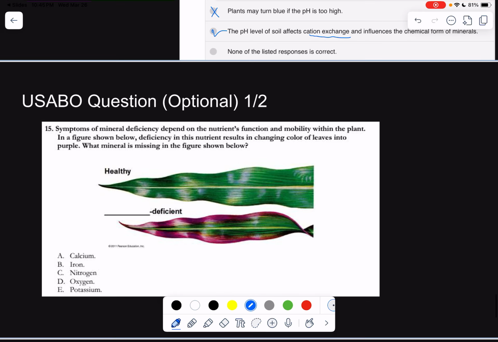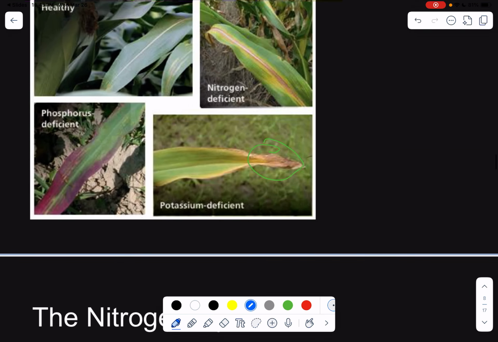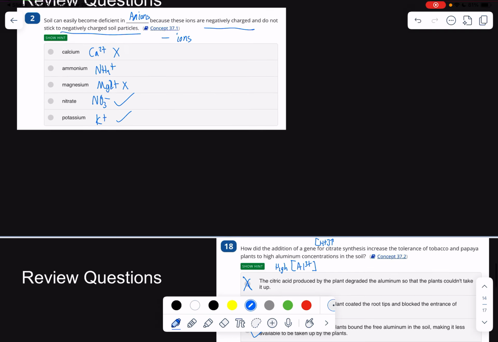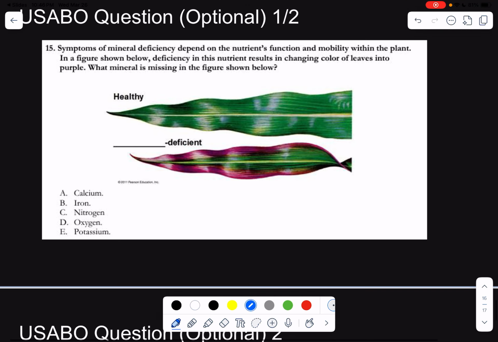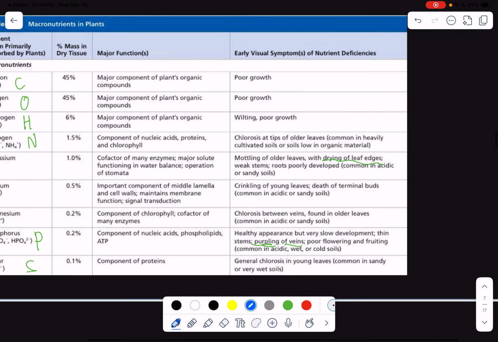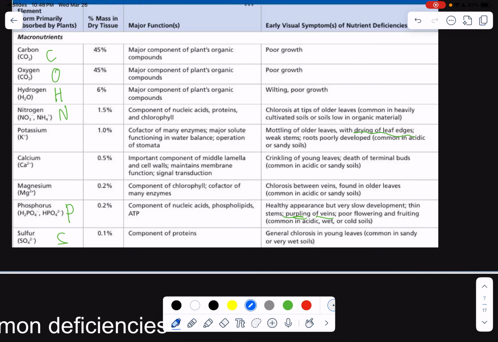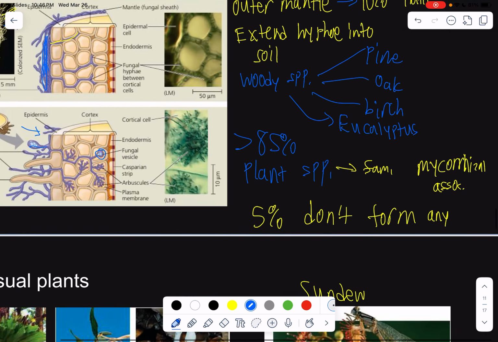Well, remember our question here for the maize? Well, we can immediately identify, okay, it's going to be phosphorus deficient. And is phosphorus an answer choice? It is not. So we have to look at our reference sheet. Our reference sheet states that purpling of leaves will typically appear in phosphorus and in none of the above, actually. Let's see.